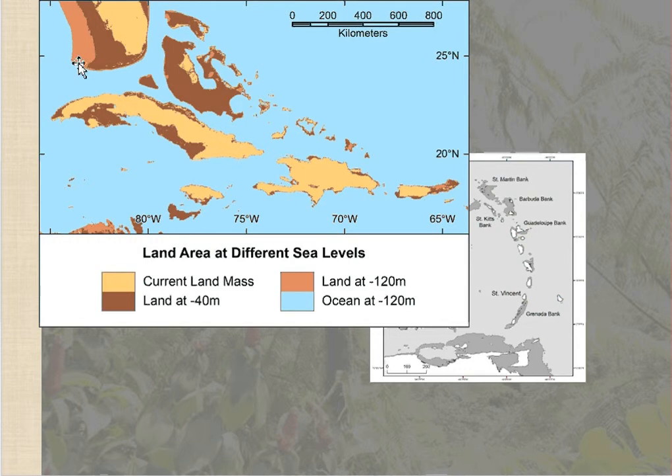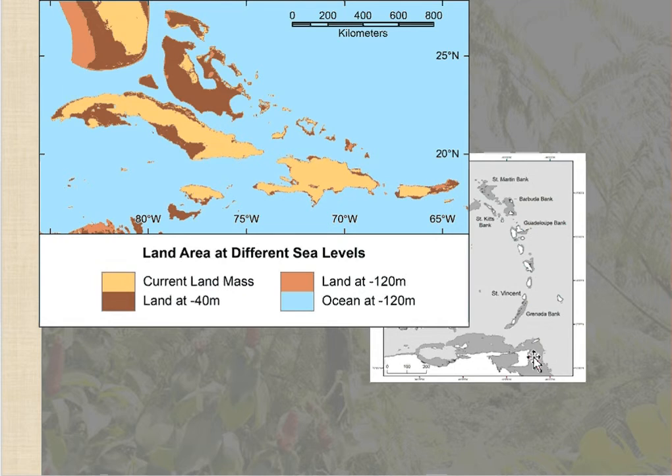So for instance, with Florida, you can see a great extension of land area further to the west of Florida. In the Bahamas, many of the islands are all joined together as the banks, the shallow banks which surround the Bahamas today, were exposed above water. A lot of the banks around Cuba were also exposed above water. South of Jamaica, there was an area of land which emerged above water. Puerto Rico was joined on to the Virgin Islands.